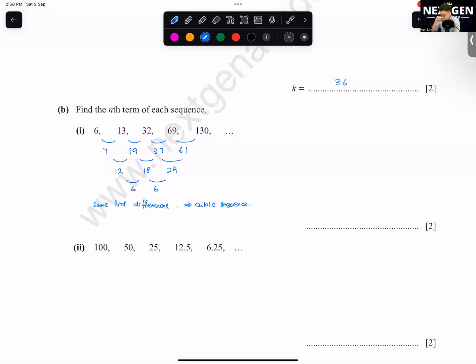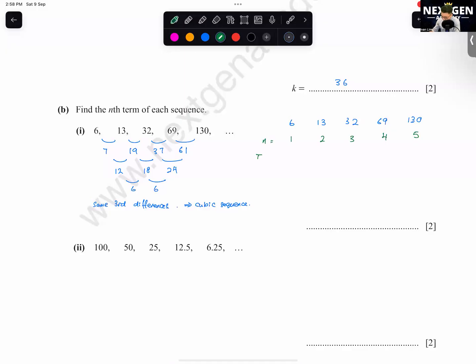Okay, then now what you need to do, right? You have to observe these values. 6, 13, 32, 69, 130. Okay, this one, right, you see when my n is equals to 1, 2, 3, 4, and 5. Okay, how can I construct an equation out with a cube?